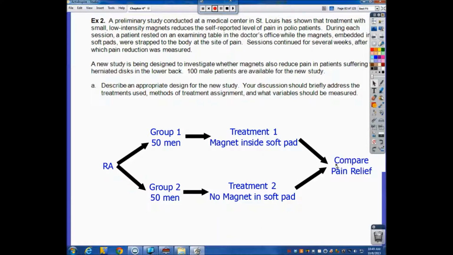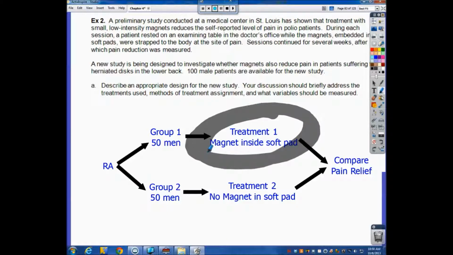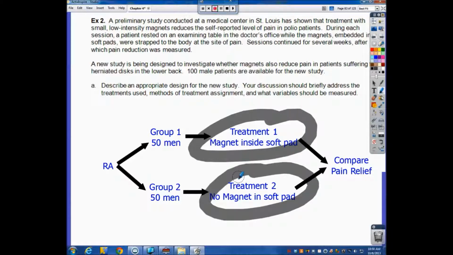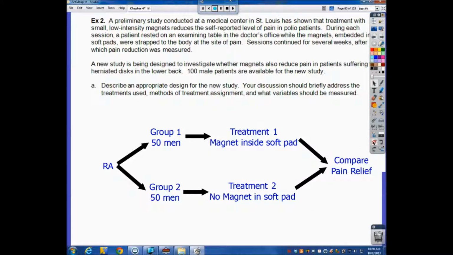And then in the end, we can come back and compare pain relief. People that were really getting the treatment and people who thought they were getting the treatment. And if magnets really do make a difference, we should see that this group in treatment 1 saw a significant increase in the reduction of pain levels in their lower back. And then we could say that our results are statistically significant. If the difference between our two groups isn't very differentiated between each other, then we would say that our results are not statistically significant.